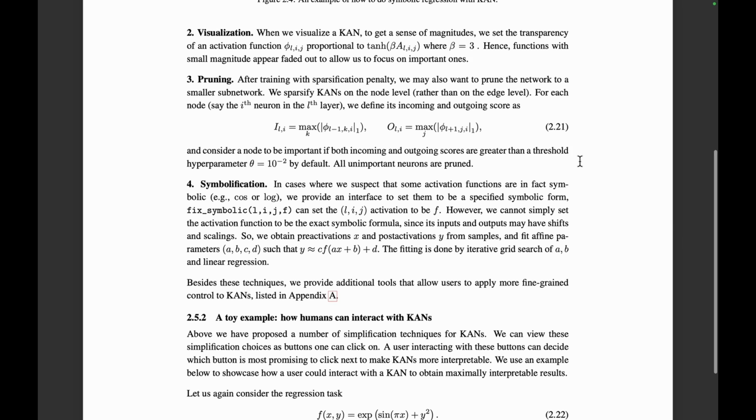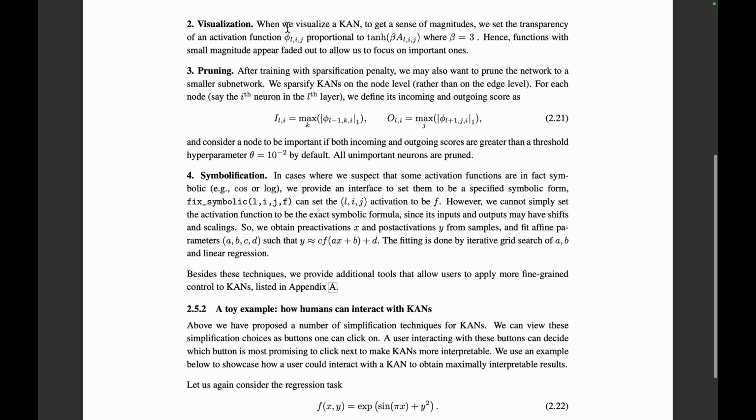The second technique for simplification they're proposing is visualization. What they're saying is that we can visualize a KAN to get a sense of the magnitudes. If we, for example, take the tanh activation function, the functions with small magnitude appear faded, to allow us to focus more on the important ones. But they haven't shown any visualization in any of the figures, so I have no clue what they're talking about when it comes to visualization.